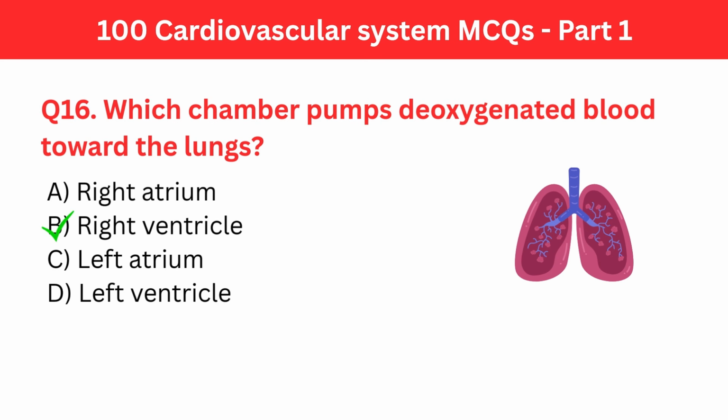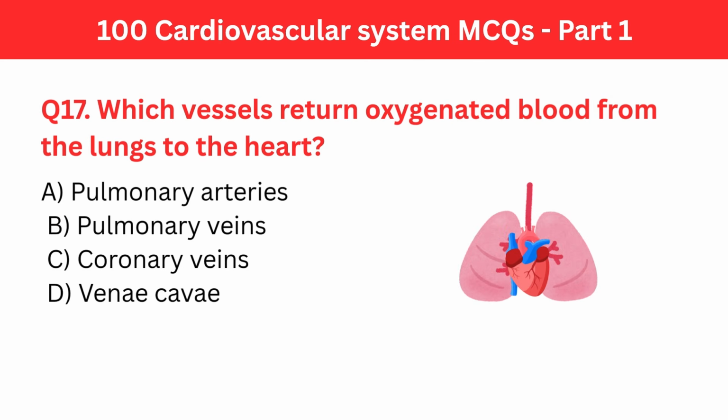The right option is B. Right ventricle. Question 17. Which vessels return oxygenated blood from the lungs to the heart?